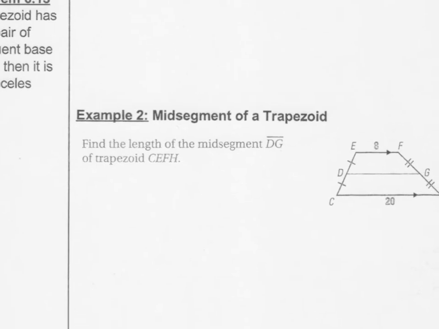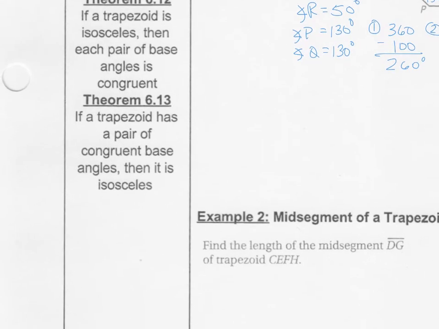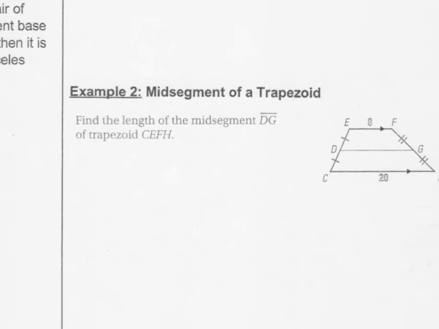Actually, before I talk about example 2, this other theorem over here on the side, it's the direct opposite of this one up here. This one said, if you've got an isosceles trapezoid, so two sides are equal, the base angles are congruent. This one just says if it has congruent base angles, well, then it's isosceles. It's just a complete reverse of the other. So nothing to really write home about on that one.